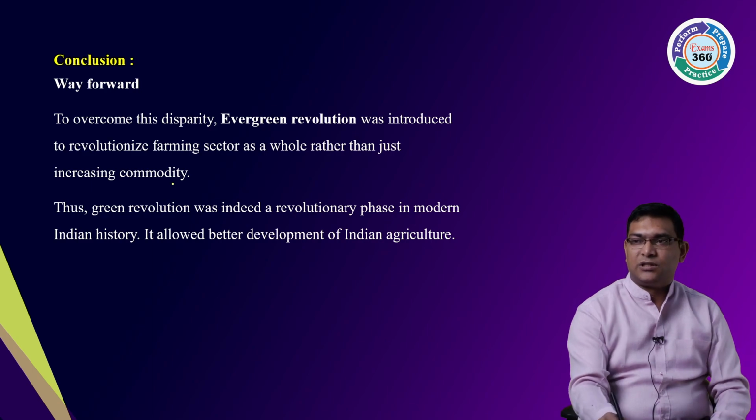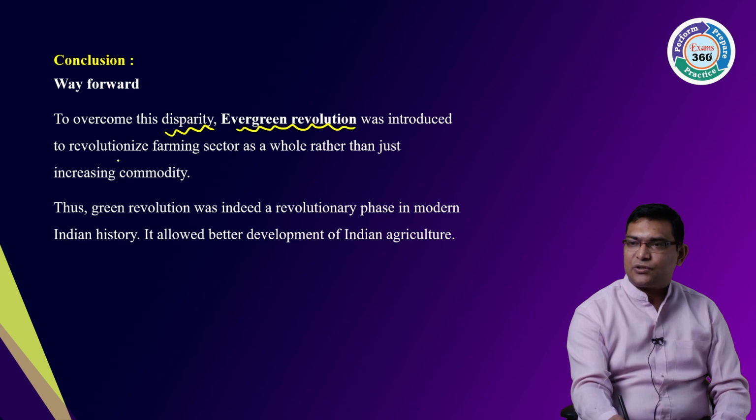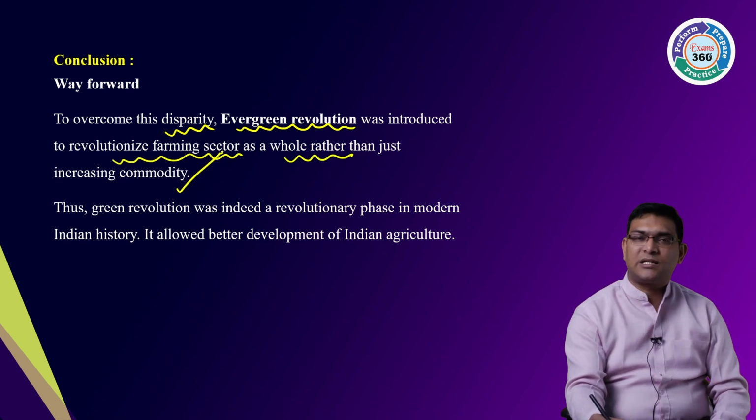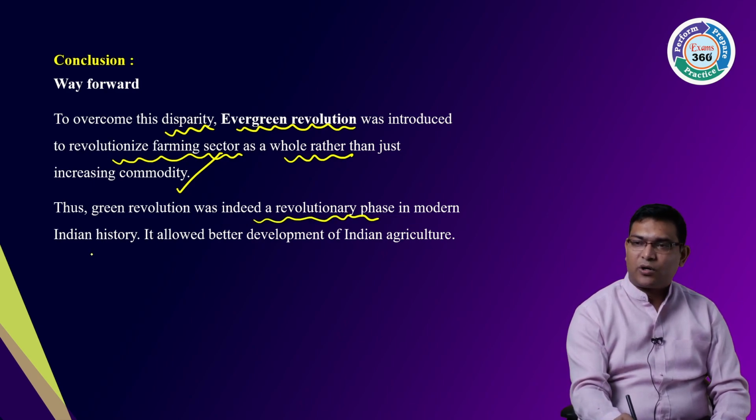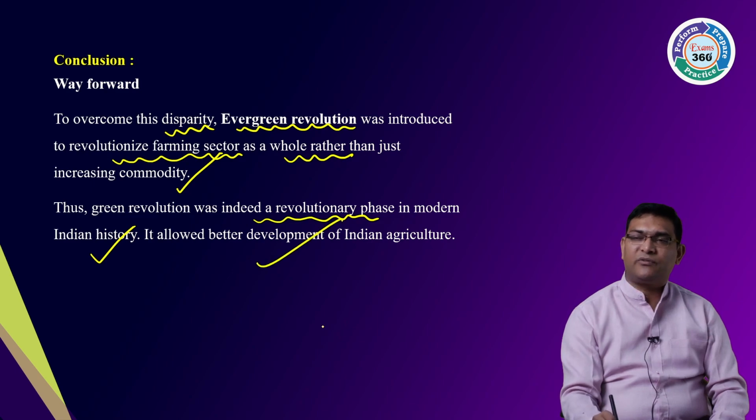Then the conclusion: to overcome this disparity, the evergreen revolution was introduced to revolutionize the farming sector as a whole rather than just increasing commodity output. So thus the green revolution has entered a revolutionary phase in modern Indian history. It allowed better development of the Indian agricultural sector.